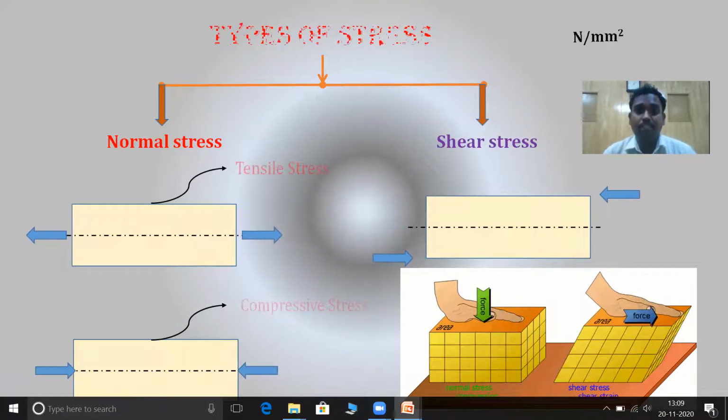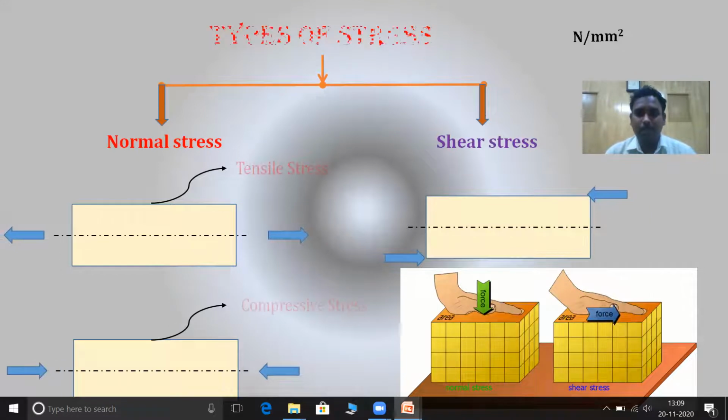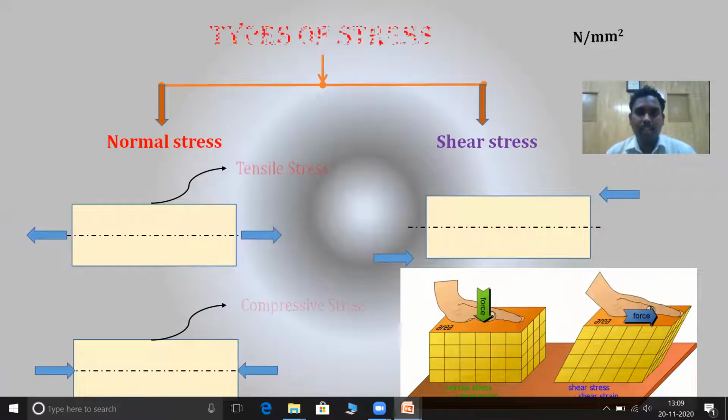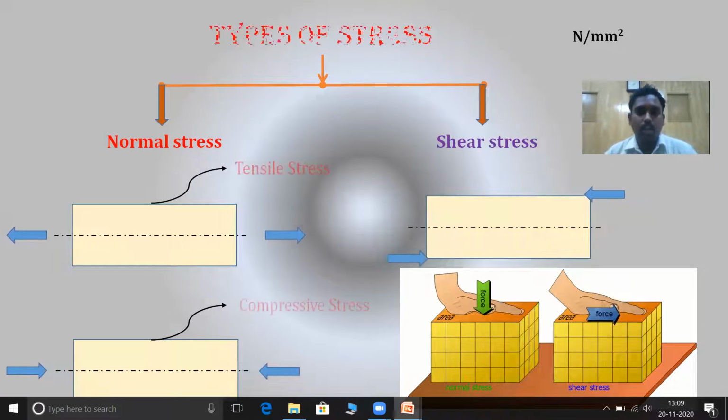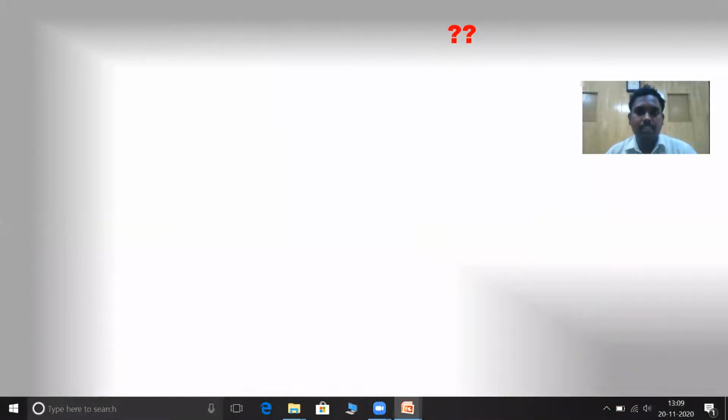Sometimes we call shear force a tangential force also. So this is extra information. Now let's move on to the next topic, that is strain. What actually is strain?